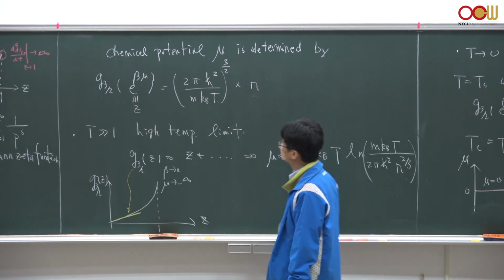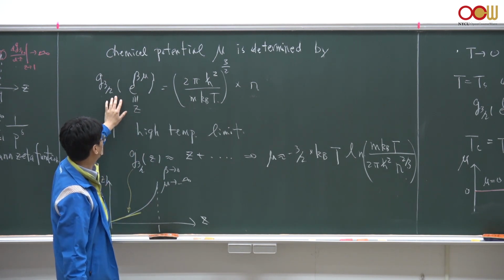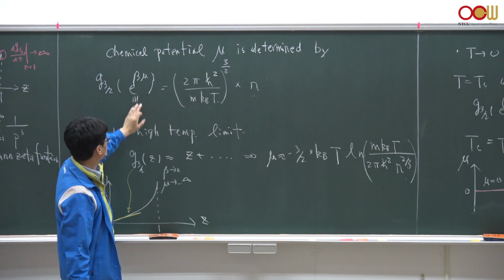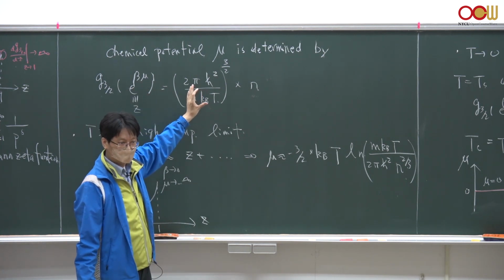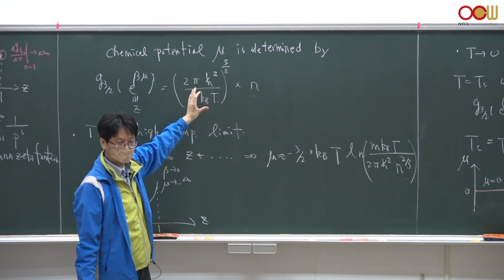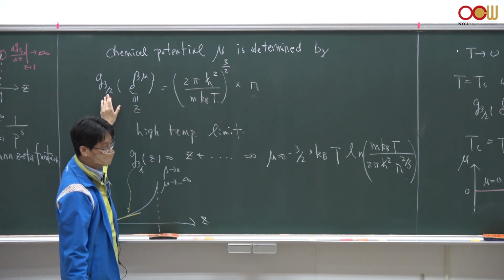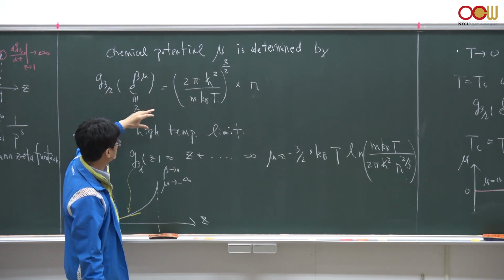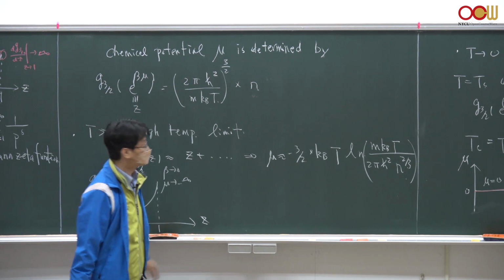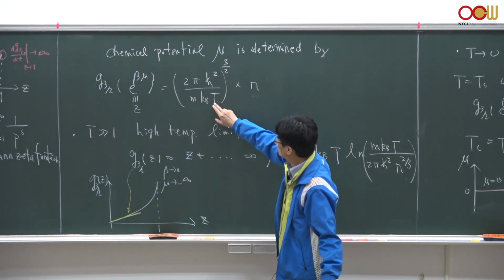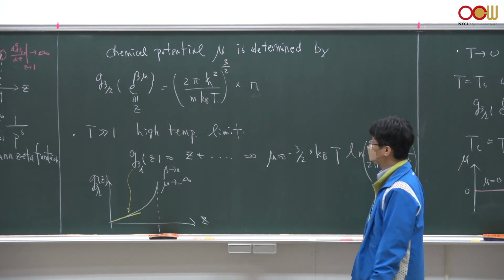You can see that on the left side of the equation, you get G3 halves as a function of temperature and mu. But on the right-hand side, it does not depend on the chemical potential. So the chemical potential is hidden in this G3 halves function, and we can solve this equation for the chemical potential if we have fixed the temperature and the boson number density.